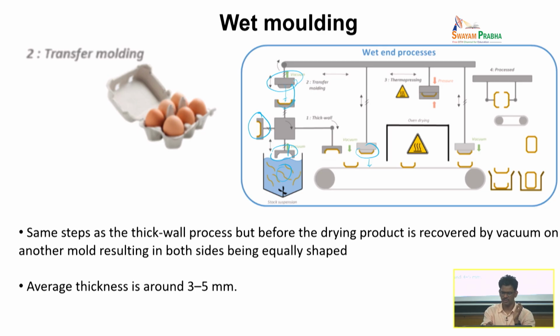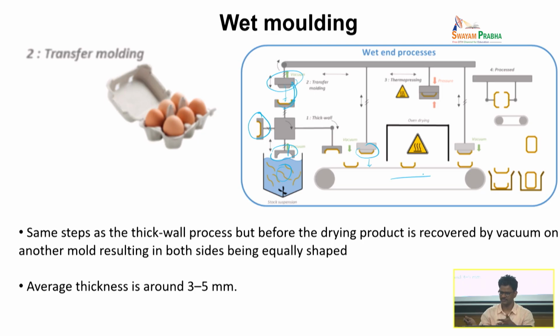When it is sucked into another mold and you do one more vacuum application, both sides of the product would have the same finish. Because we are transferring this product into another mold and then applying vacuum again, and this leads to drying, the same process. In this case also the thickness would be about 3 to 5. The only advantage of transfer molding is that both sides will have equal surface characteristics, whereas in the thick wall molding, one side will be rough and the other side will be smooth. In this case both sides will be smooth.